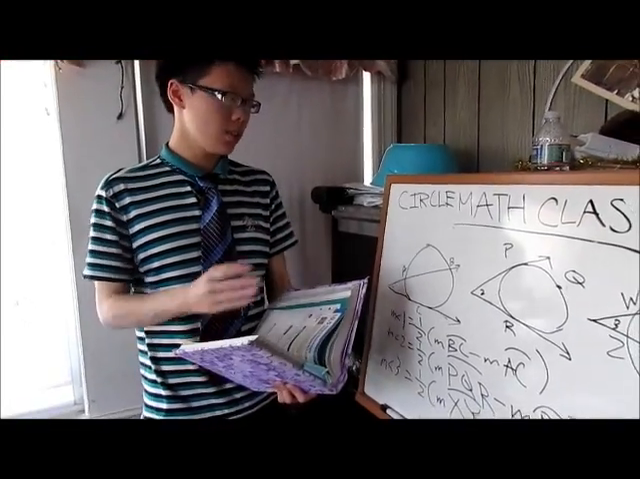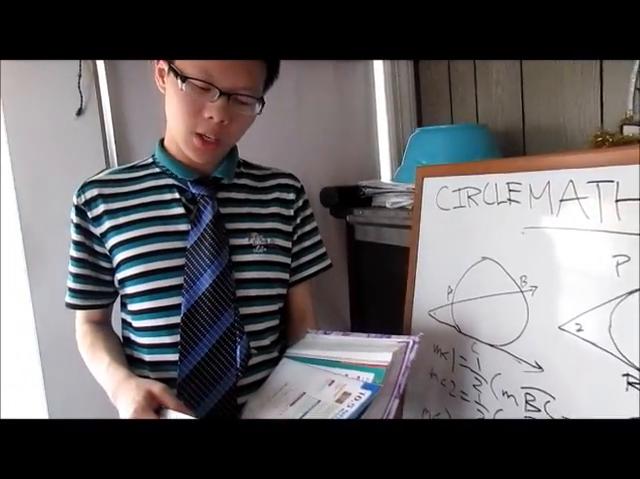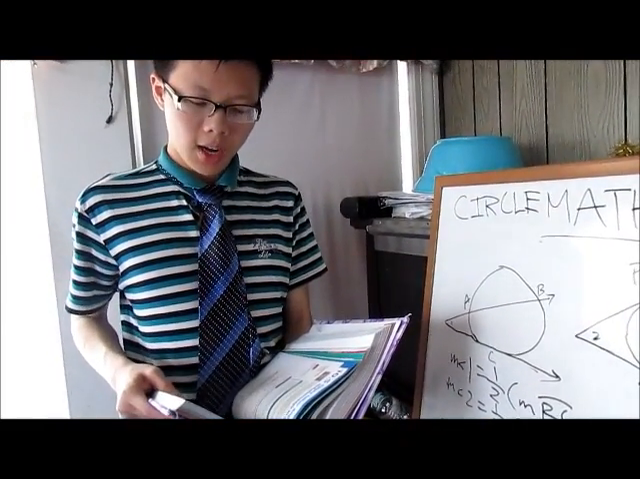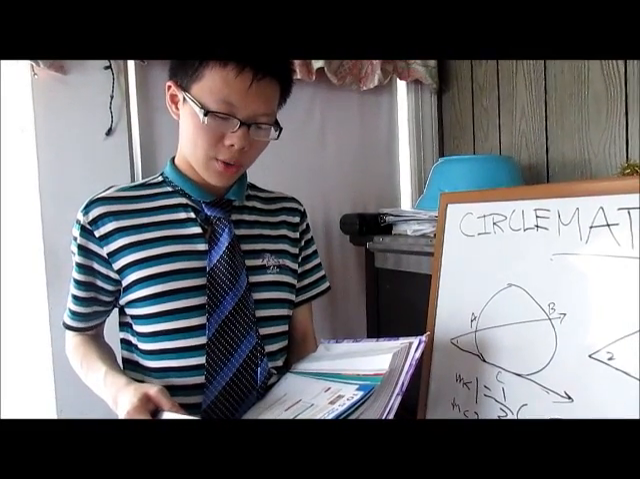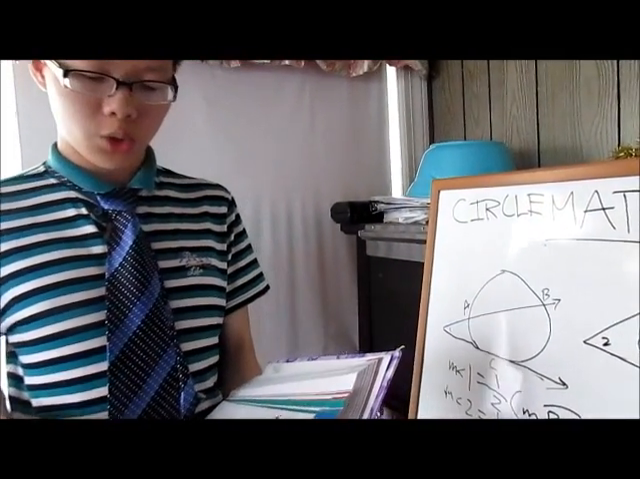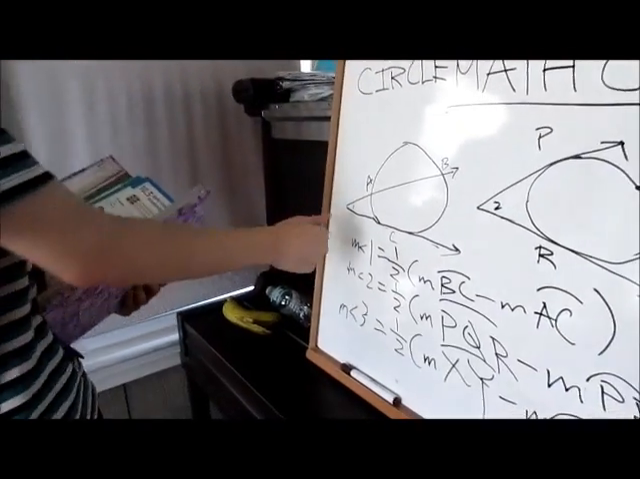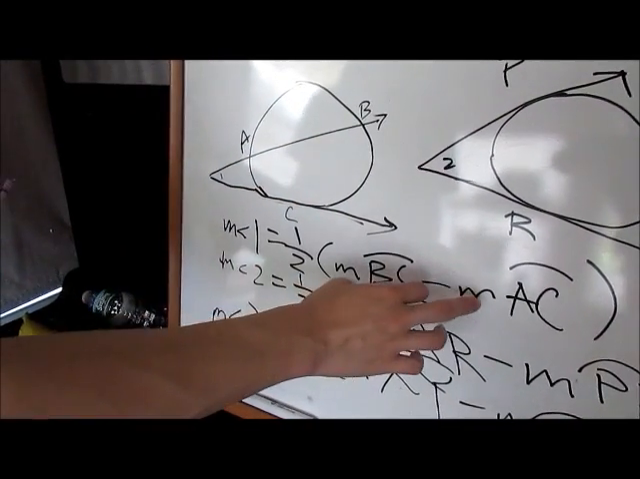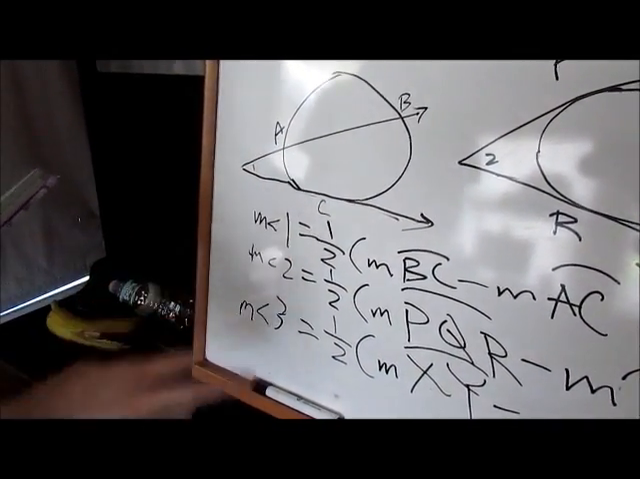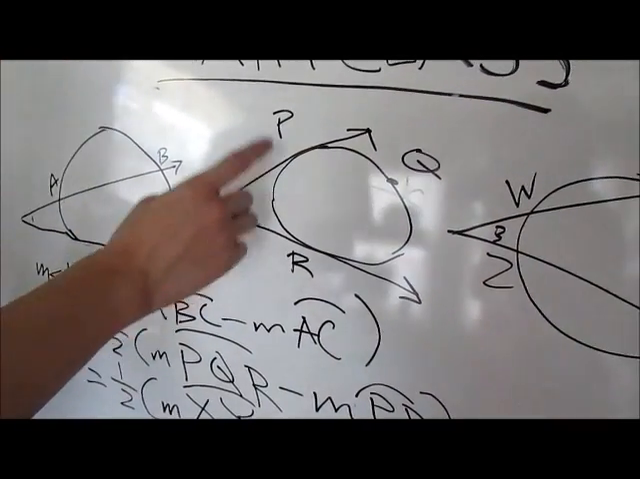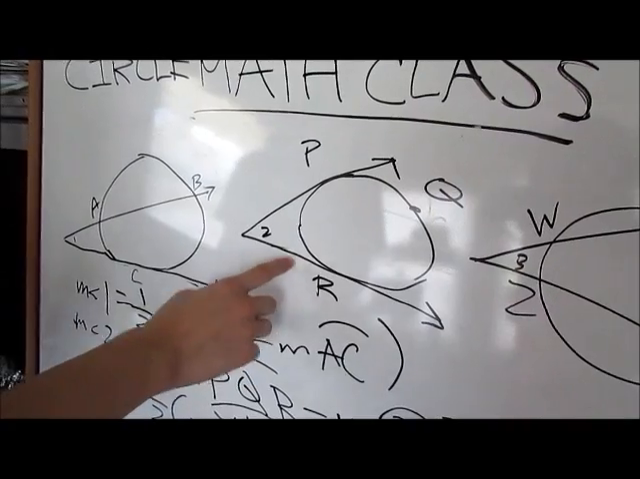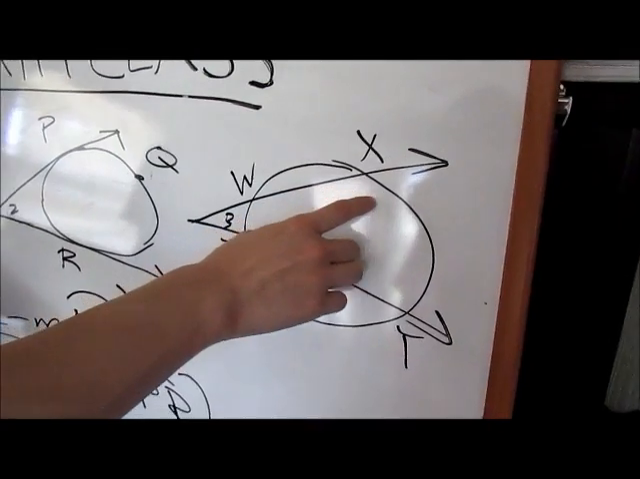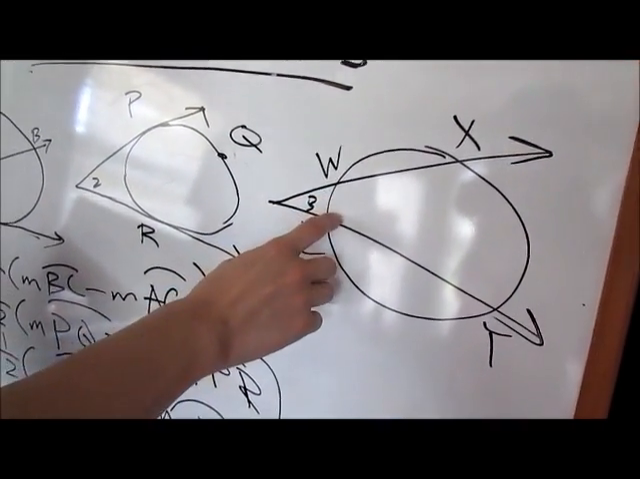Okay, so let's continue. This is theorem 10.13, the angles outside the circle theorem. If a tangent and a secant, two tangents or two secants intersect outside a circle, then the measure of the angle formed is 1/2 the difference of the measures of the intercepted arcs. You see here, measure of angle 1 is 1/2 of arc BC minus arc AC. Measure of angle 2 is 1/2 of arc PQR minus arc PR. Measure of angle 3 is 1/2 of arc XY minus arc WZ.